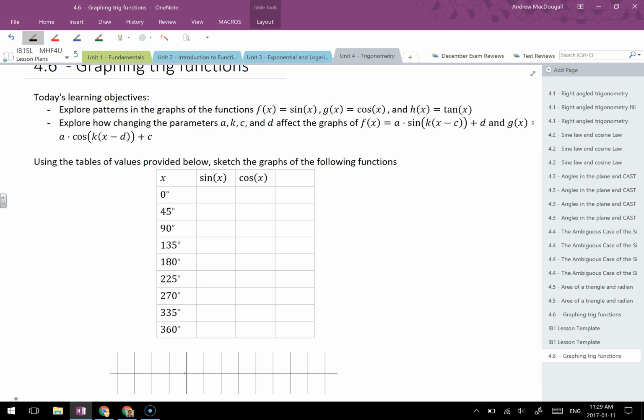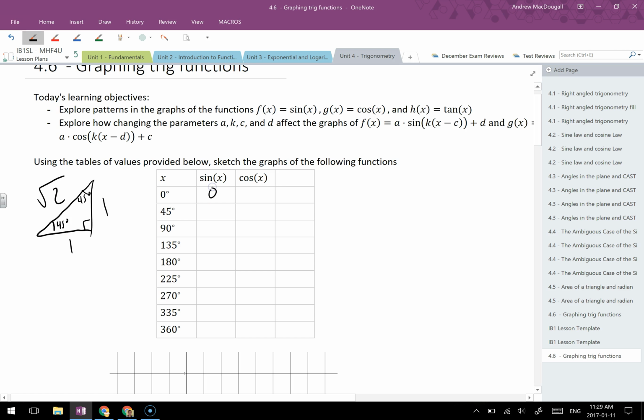Okay, so I've provided a table of values for sine x and cos x so that we can try to plot those values, see what the functions look like. You should be able to fill this in without using a calculator. It's all special triangles and CAST and unit circle. So recall your 45, 45, 90 special triangle.